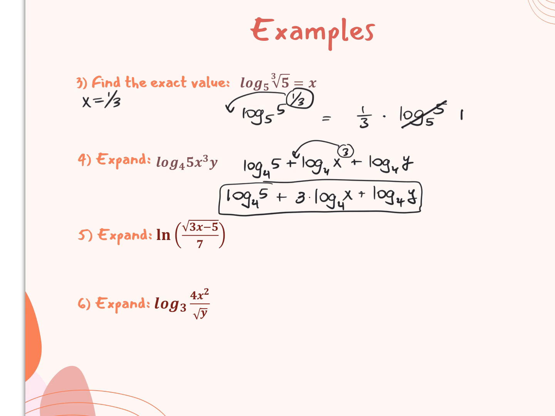Now, what if instead of y, let's say that this last thing was a 4. Now, I know it's not, but let's just suppose. If I suppose that, my first term is going to be log base 4 of 5. I'm still going to have 3 log base 4 of x. But now I'm going to have log base 4 of 4, which you guys know equals 1.